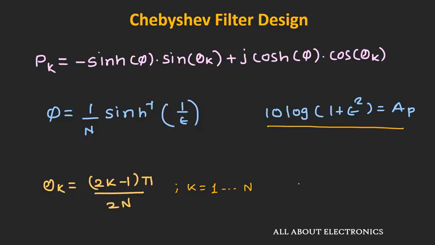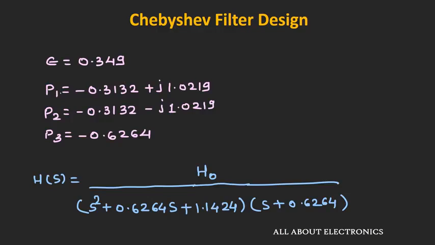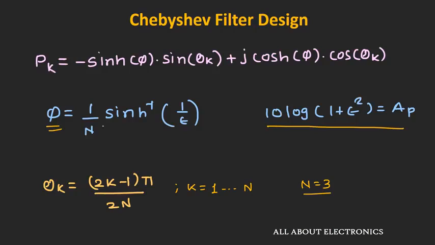Now for our design, the value of n is 3. So first you need to get the value of this epsilon, and from that try to get the value of this phi. Once you know the value of phi, find the value of these different thetas. If you put the values of this phi and theta inside this equation, then you will get the 3 different poles. Here is the value of epsilon and the different values of poles. Try to get those values by yourself by putting the values of phi and theta inside this equation.